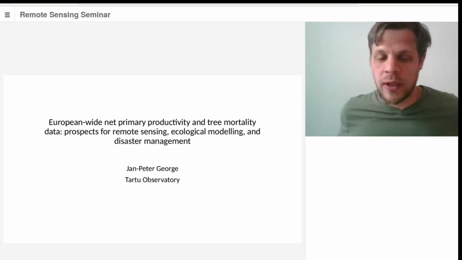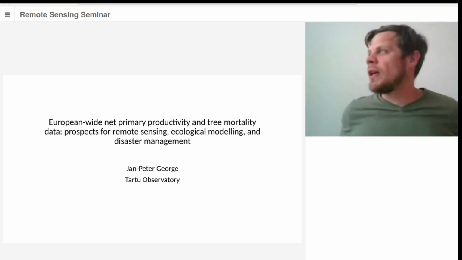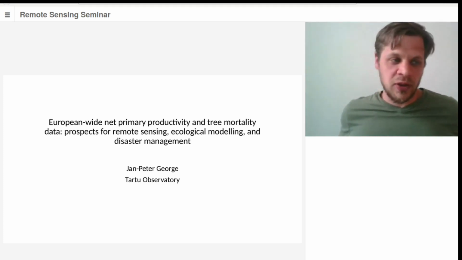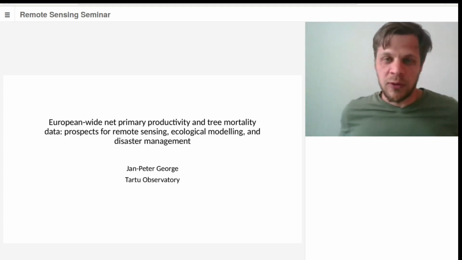I work in the observatory, in the remote sensing group, and I'm basically a forest ecologist that is trying to use remotely sensed resources for research and analysis.